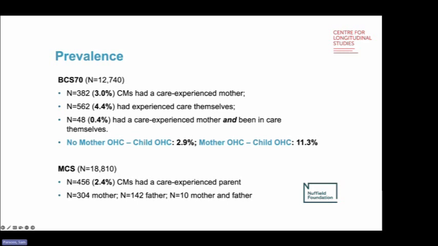So in MCS, our sample consists of over 18,000 families, and amongst these we've got 456, or 2.4% of parents, who had spent time in out-of-home care. For this cohort, we additionally know whether it was the mother or father who had been in care. And we can see that for a very small sample of 10 children, both their mother and father had been in care.